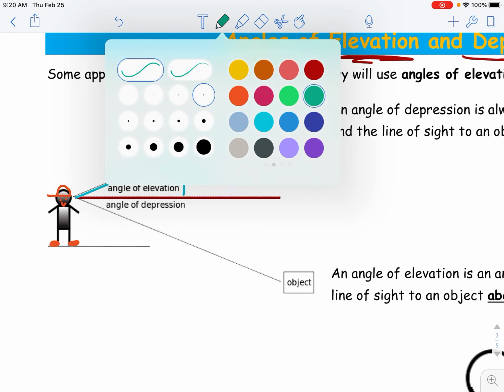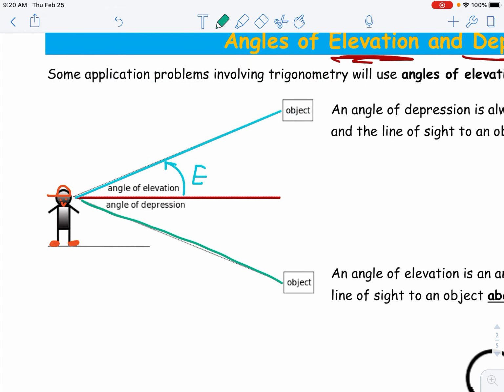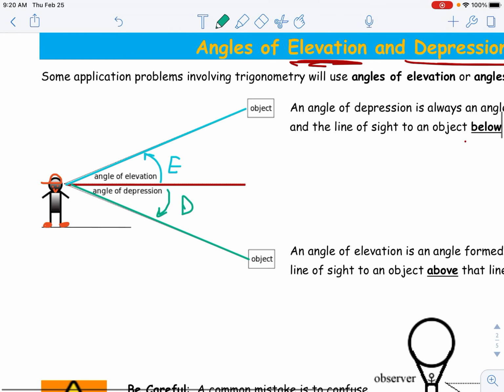Now, this is a common mistake, and we'll go more in depth on this in a little bit. But for the angle of depression, you're looking straight out and then down. All right, that's the angle of depression.